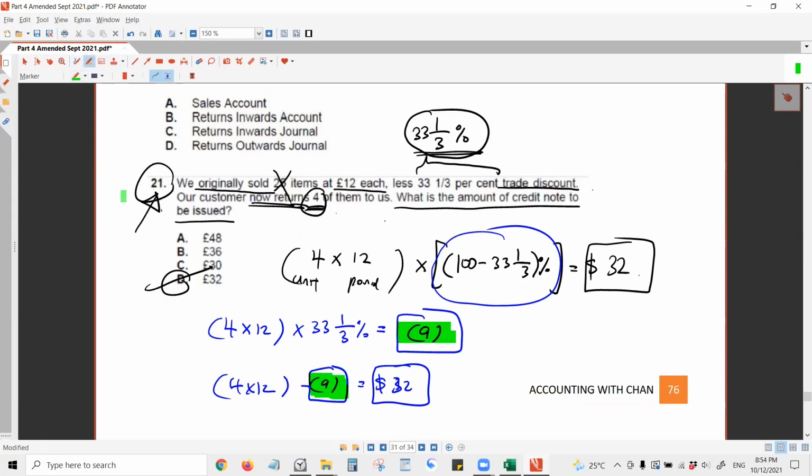You know what I'm doing, right? I'm trying to find the value of the goods returned. I take 4 times 12, that's the value of goods returned. But since at the buying stage there is trade discount, I must also deduct the trade discount. Therefore, answer is D.